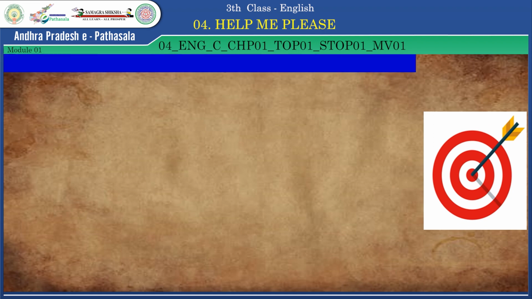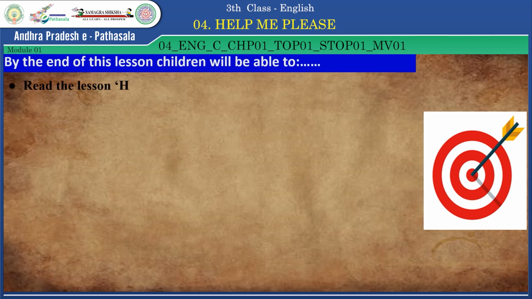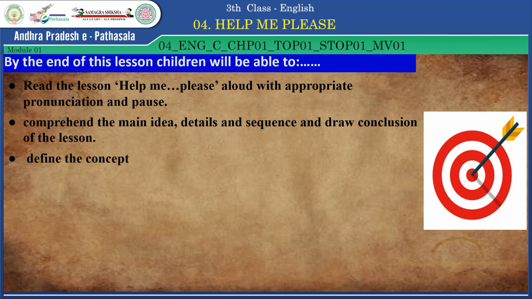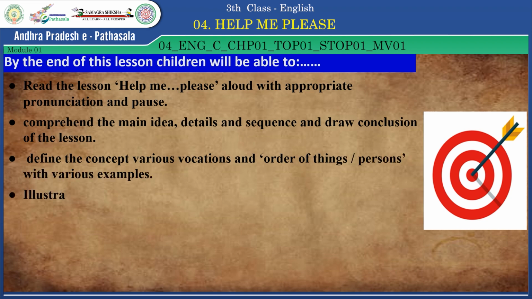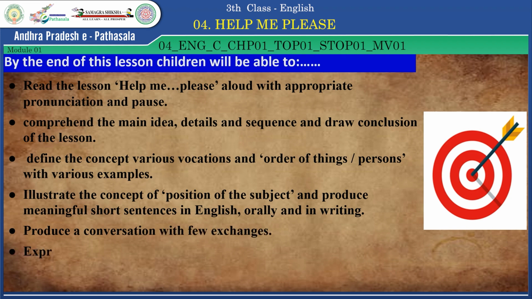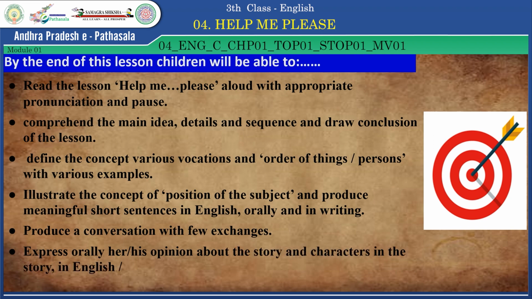By the end of this lesson, children will be able to read the lesson, Help Me Please, aloud with appropriate pronunciation and pause. Comprehend the main idea, details and sequence, and draw conclusions of the lesson. Define the concept of various occasions and order of things or persons with various examples. Illustrate the concept of position of the subject and produce meaningful short sentences in English, orally and in writing.